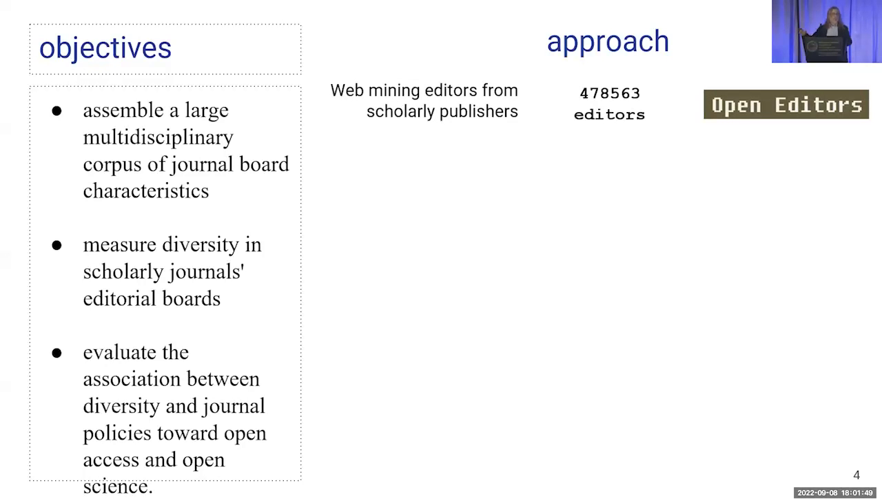This starts with data collected from scholarly publishers' websites through the Open Editors project. We built on their data. Through this, we get approximately 475,000 editor or quasi-editor roles. So that includes people who are on the editorial board, also on a review board, so peer reviewers in that.